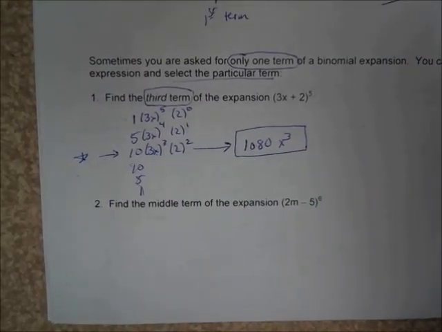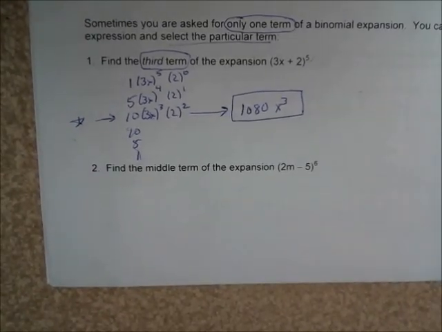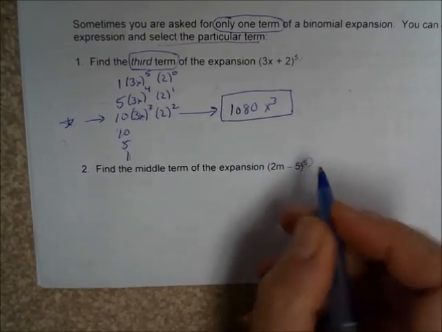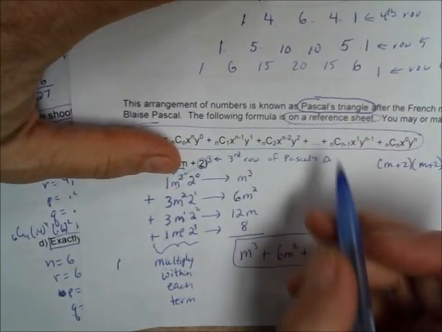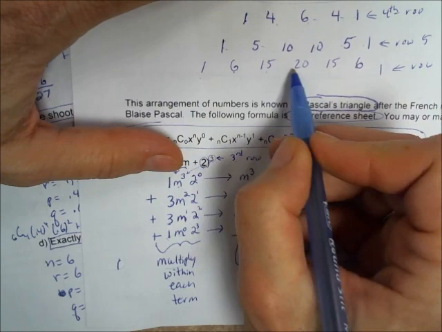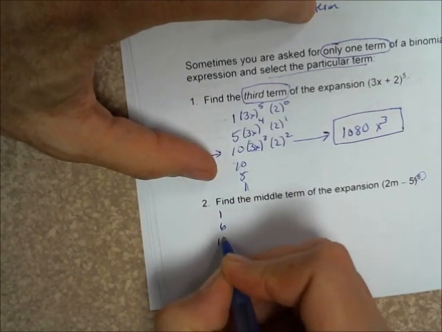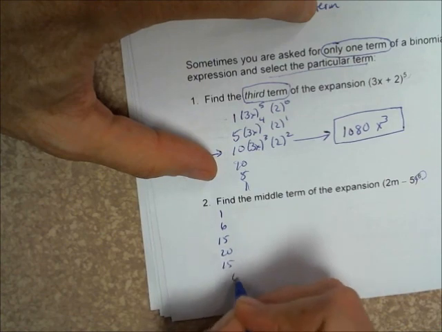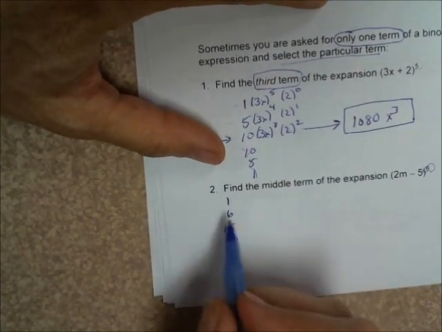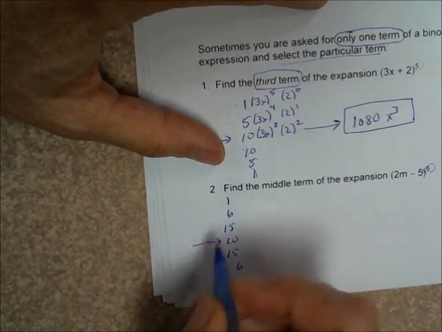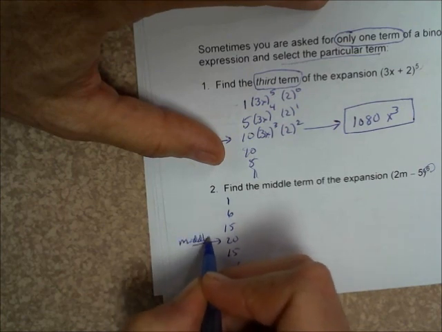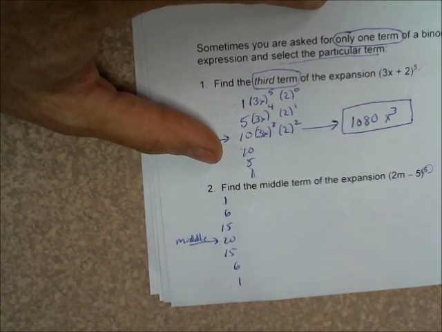And now they want the middle term of the next one. So the 6th row of Pascal's triangle, we haven't done that one yet. 1, 6, 15, 20, 15, 6, 1. Let's see if I can remember that. 1, 6, 15, 20, 15, 6, 1. So the middle term is this one right here, middle. First, second, third, it's really the fourth term.